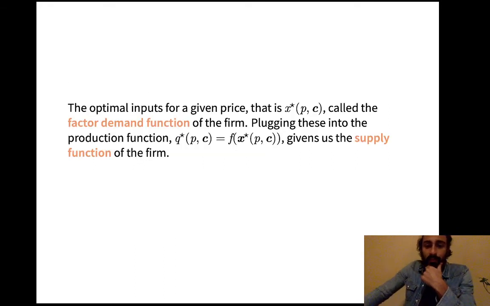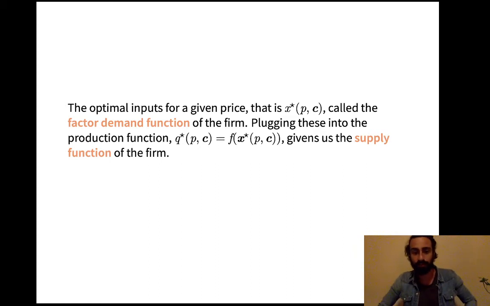So the optimal inputs for a given price and cost vector is denoted by X star. That's called the factor demand. Just like we had conditional factor demand, this is factor demand. It's not conditioned on having to produce a certain size output. And when you plug them into the production function, we get something called the supply function. So Q star is just F applied to the optimal quantity.